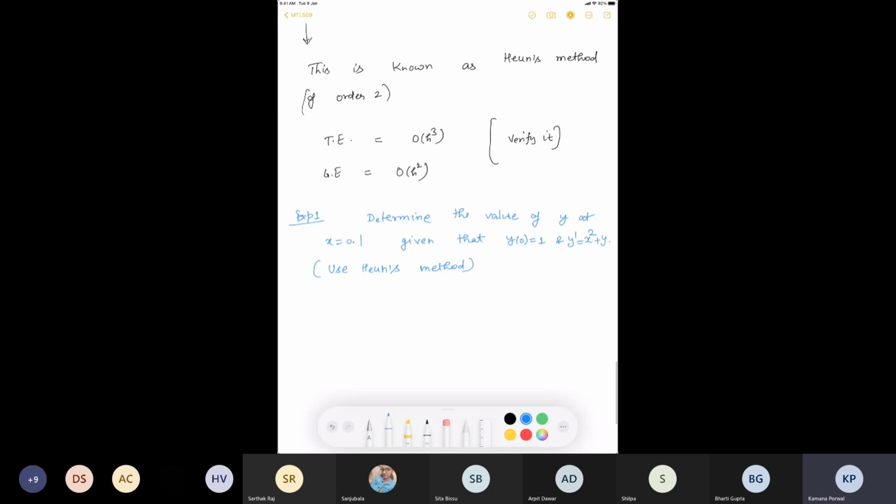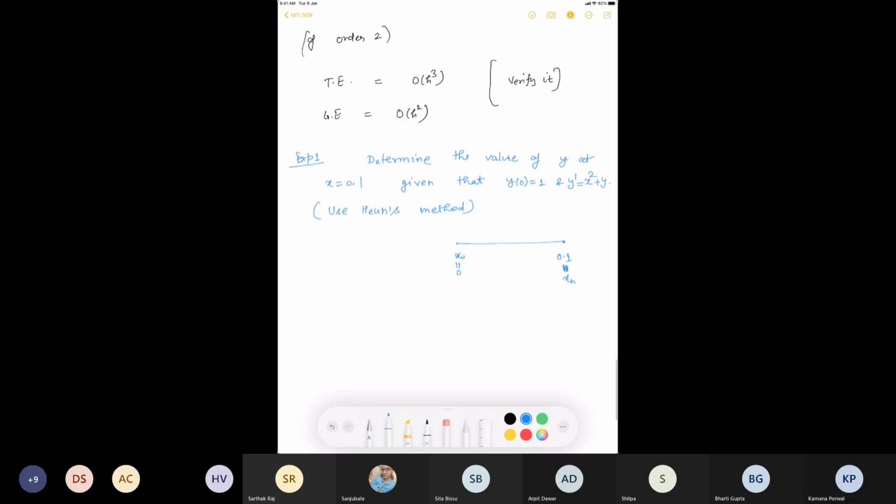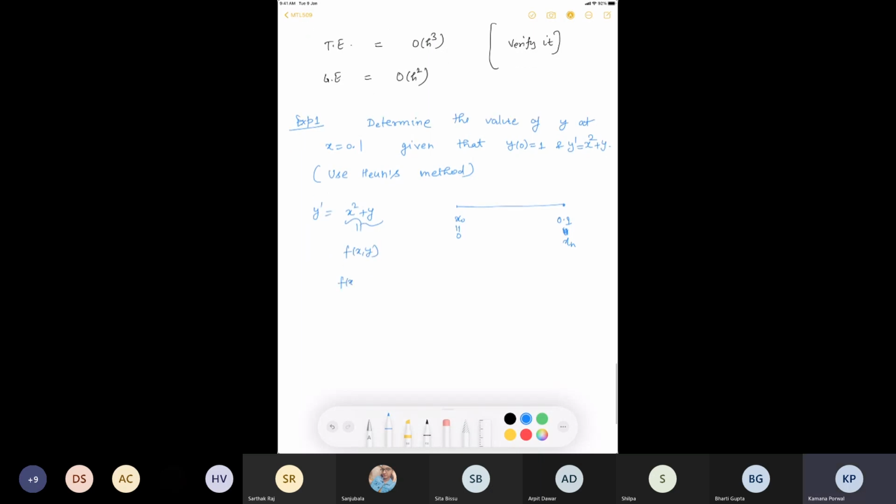Of order 2, whichever we just discussed. So what do we have? We have the point x naught as 0, and we have to reach up to 0.1, which is our xn in this case. And the given differential equation is y prime equals x squared plus y. So this is our f(x, y). So f(x, y) here is x squared plus y.